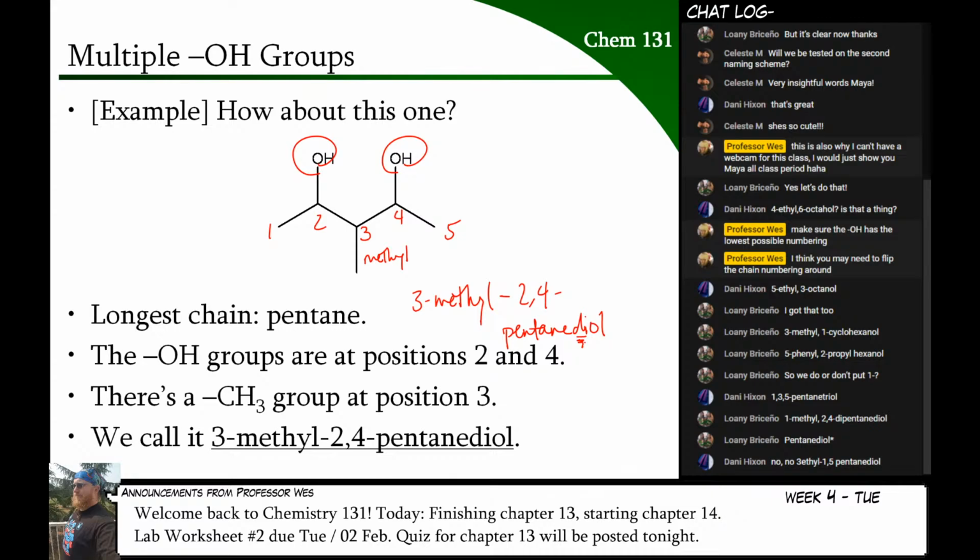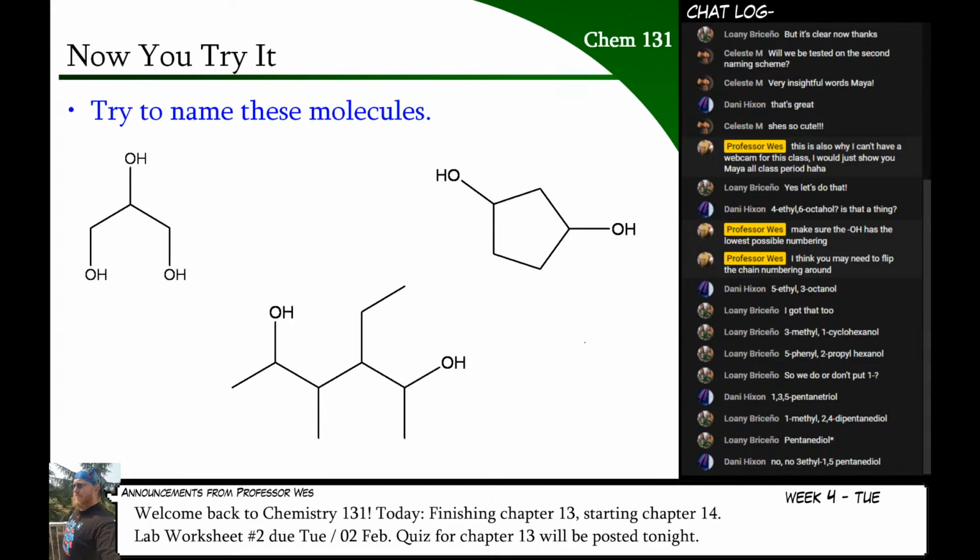All right, so I'm going to give you more of these to try. Here you go. Name these diols and triols. This one over here, this is our glycerol on the left here. We'll talk more about glycerol in a second.